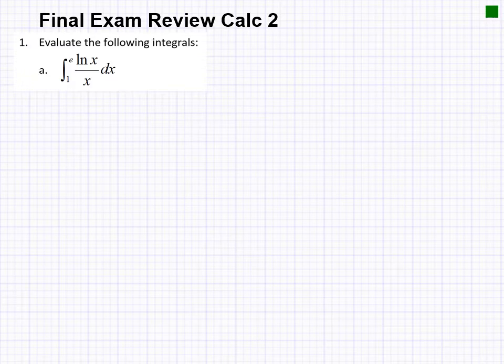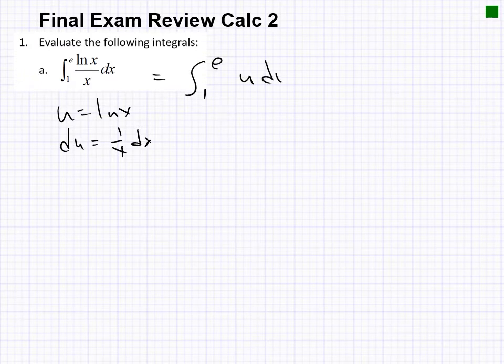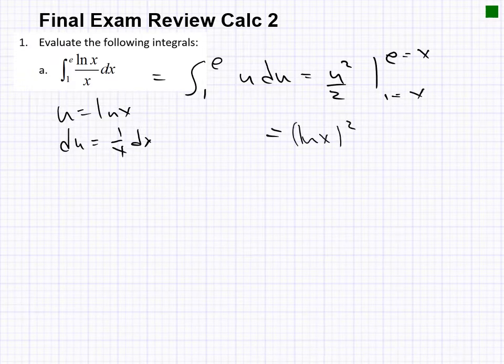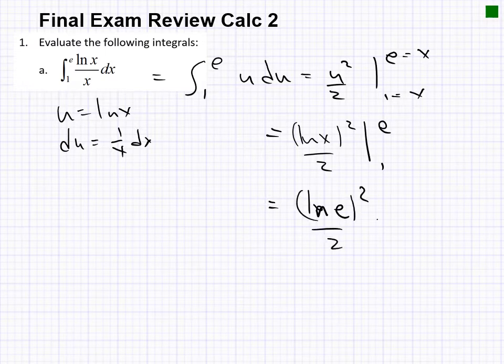The first one we're going to use substitution. U equals ln x, du equals 1 over x dx. So this becomes the integral from 1 to e of u du. So you get u squared over 2, 1 to e. But remember, these are x values, so we'll switch back to x. So we have ln of x squared over 2 from 1 to e. So we have ln of e squared over 2 minus ln of 1 squared over 2.